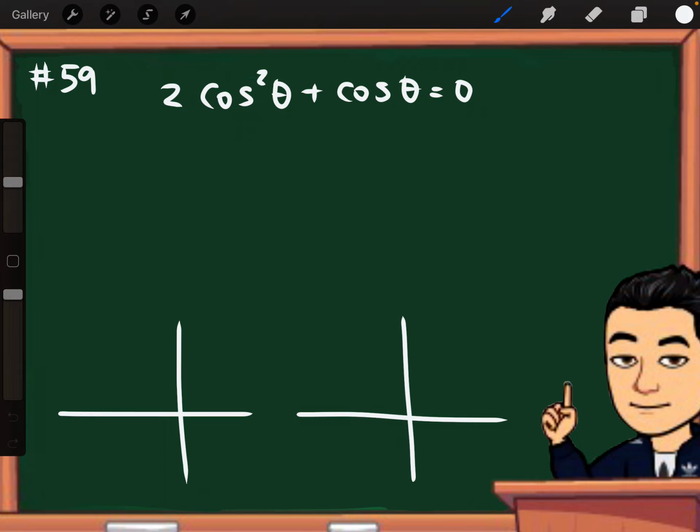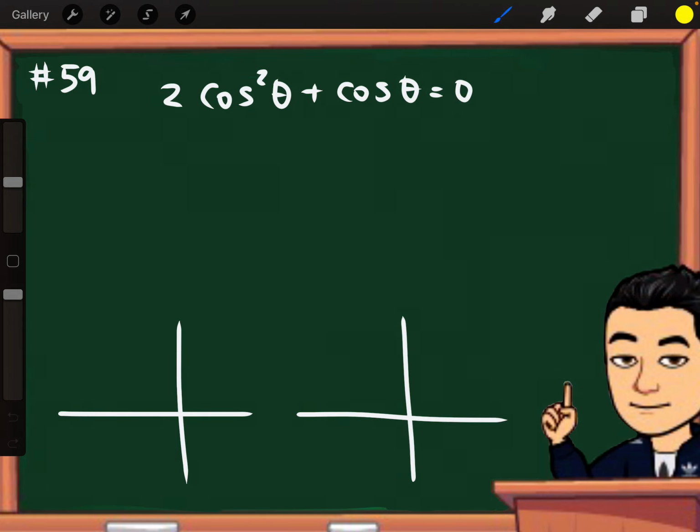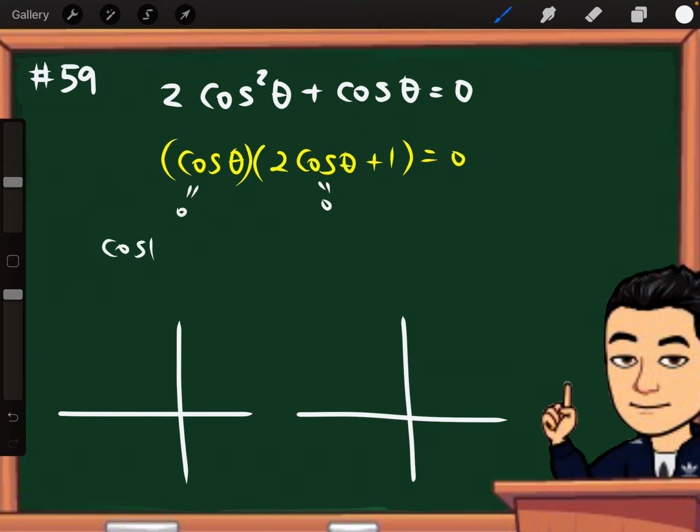All right, so let's check out number 59. So when you factor this, you want to factor out the cosine theta. So you're going to get cosine theta times 2 cosine theta plus 1, and that equals 0. Okay, I'm going to put parentheses over here as well. So you know that due to the zero product property, you have to set each factor equal to 0. Okay, so that tells you that cosine theta equals 0.